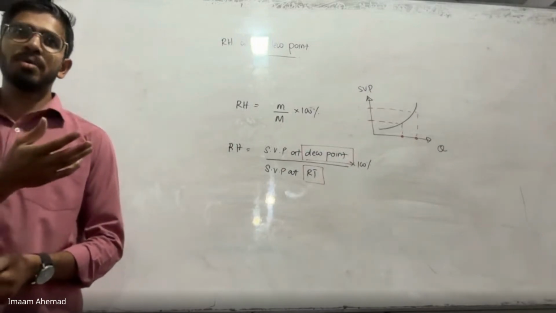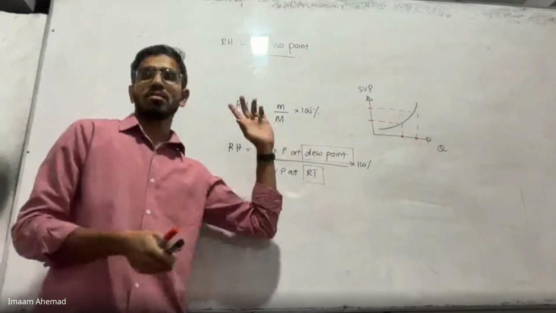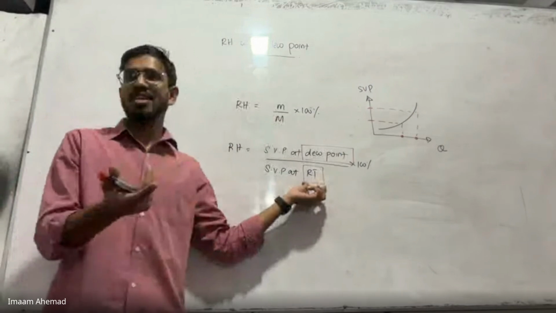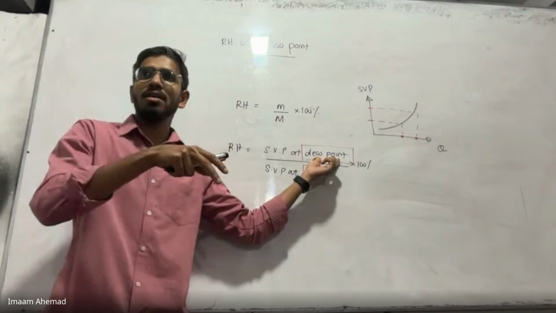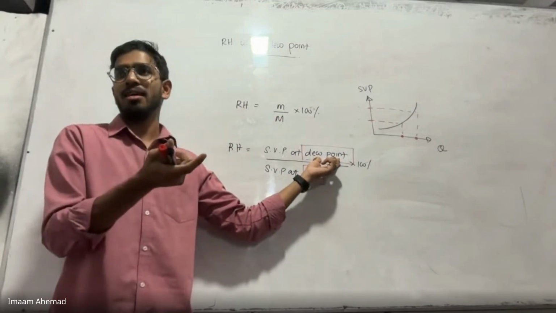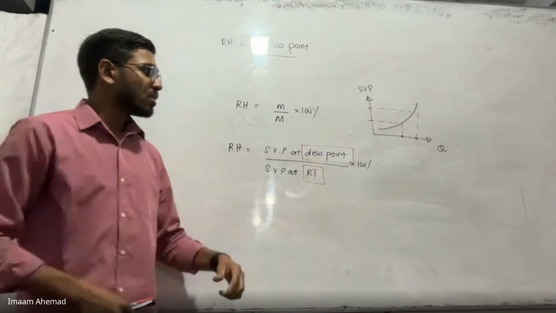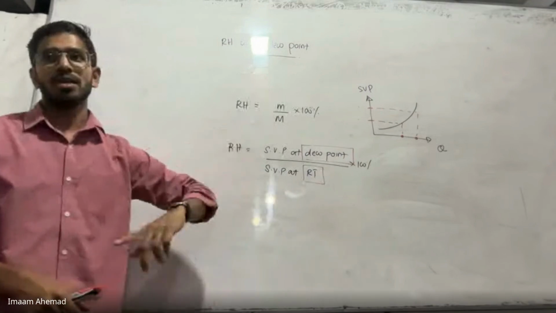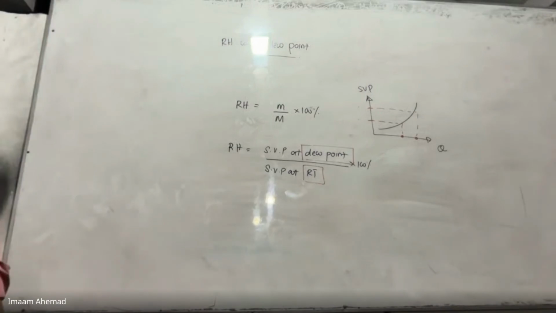So in this experiment, what do we have to determine? We have to determine the dew point. Room temperature, we can find easily. If we can find the dew point, finding the SVP is not a big deal because we have the chart and will get it straight away. So how to find the dew point? That's the main thing. Not that hard. What do we have to do?